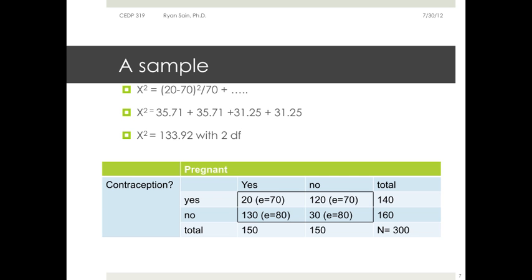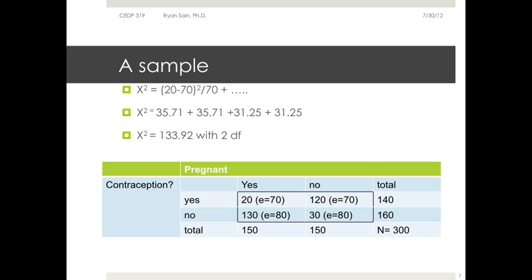So we're going to take 20, all right? Now we're going to move on to that second formula that we looked at earlier. We're going to work that first cell in the top left corner. We're going to go 20 minus 70 and then square that, and then divide that whole thing by 70, and the end result is 35.71. We get that twice because you have the same thing in the no-yes condition right next to it, and then we have 31.25 twice because we have the 130 and all that stuff.